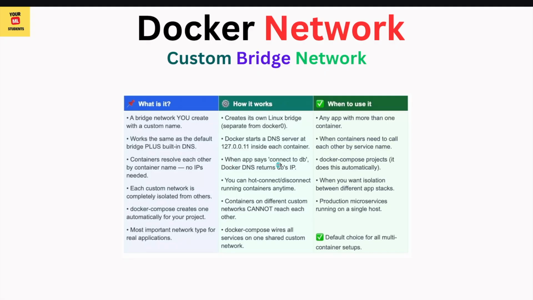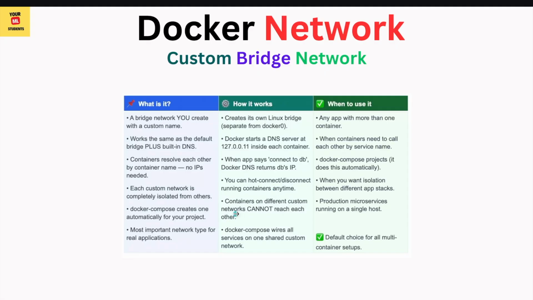When an app says connect to DB, what does connect to DB mean? That means your app is running in one container and it tries to connect with the DB or database which is in another container. So Docker DNS returns the DB's IP automatically. Right now you can hot connect or disconnect running containers anytime if you want to.